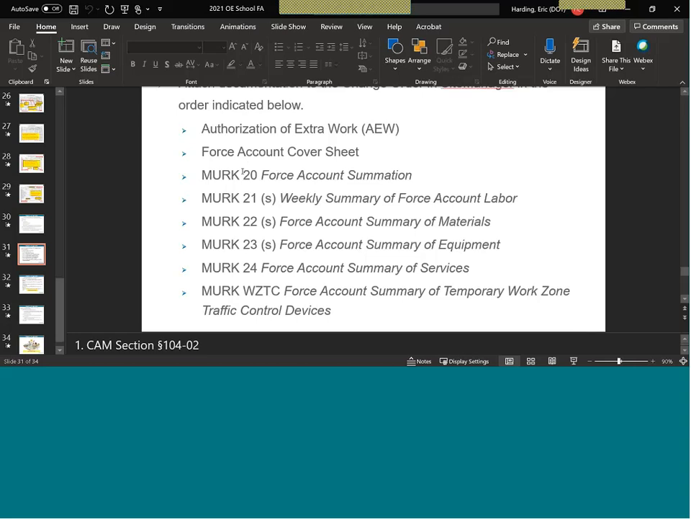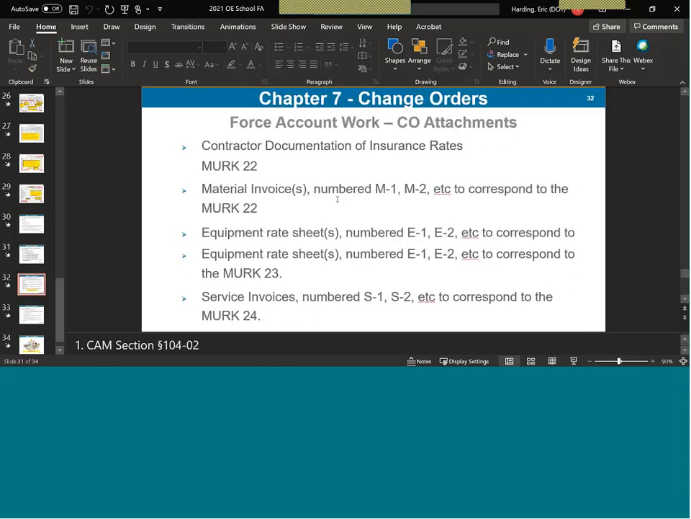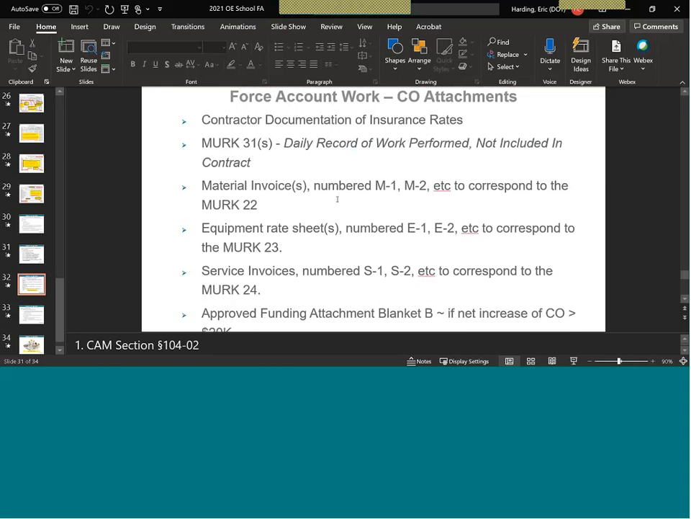The authorization of extra work, CON 104, first and foremost. Force account cover sheet. And then the summaries, 20 through 24, including the work zone traffic control devices. The contractor's documentation of insurance rates. This is a big one now with the EMR. For the workers' comp EMR letter of 1.0, it will not get approved without that letter.